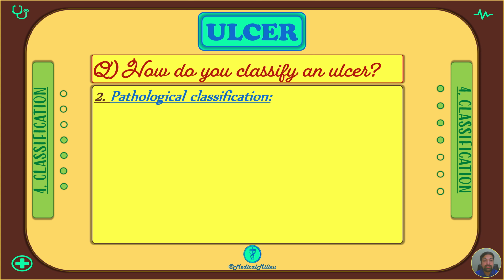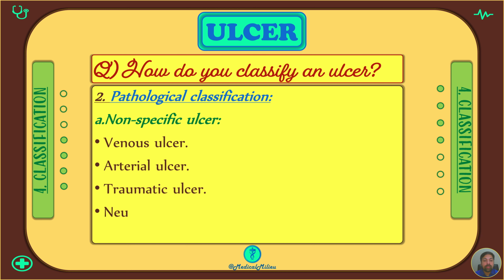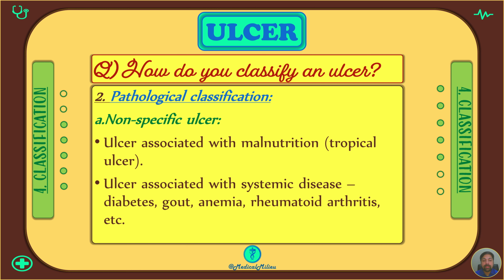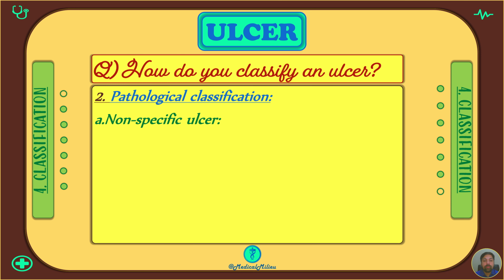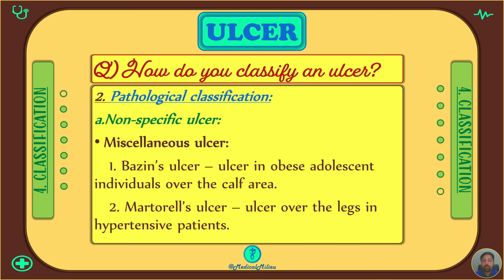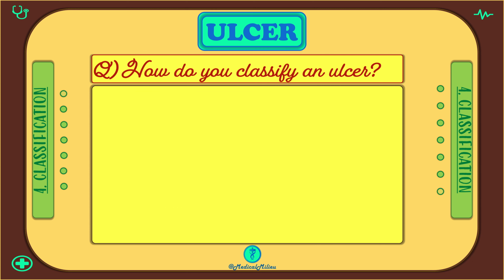In pathological classification, type A is non-specific ulcer, for example, venous ulcer, arterial ulcer, traumatic ulcer, neurogenic ulcer or trophic ulcer. Ulcer associated with malnutrition like tropical ulcer, and ulcer associated with systemic disease like diabetes, gout, anemia and rheumatoid arthritis. Miscellaneous ulcers like Bazin's ulcer, in which the ulcer is seen in obese adolescent individuals over the calf area, and Martorell's ulcer, in which ulcer occurs over the leg in hypertensive patients.